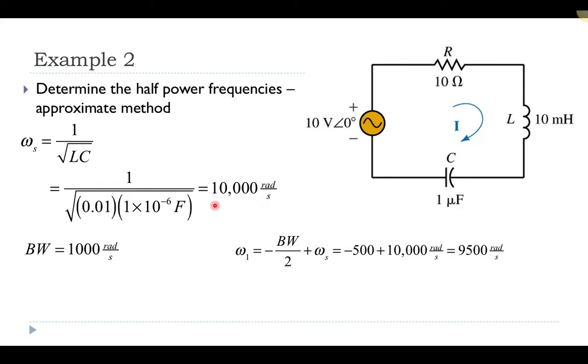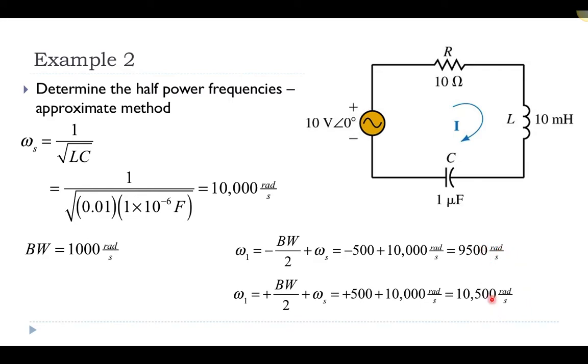So remember, the resonance frequency is where the maximum was, and then the bandwidth was the total width between the two half-power frequencies. So if I take half of the bandwidth, which is 500, and I subtract it from what the resonance frequency is, I get 9,500. And if I do the same thing, but I add the half of the bandwidth, I get the upper half-power frequency. And these are very close to what I had before.